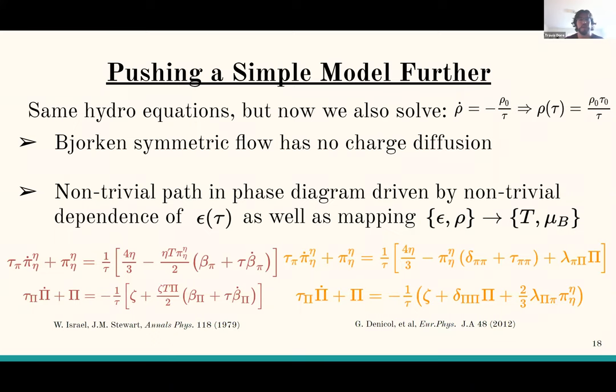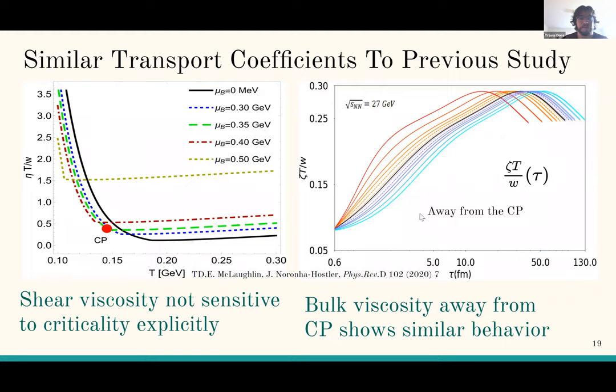Why are we able to see this sort of thing? As I was also saying, the transport coefficients are quite similar to the previous study. And here I have a plot of the shear viscosity as a function of temperature for different values of chemical potential. You see that our shear viscosity actually doesn't have sensitivity to criticality explicitly.